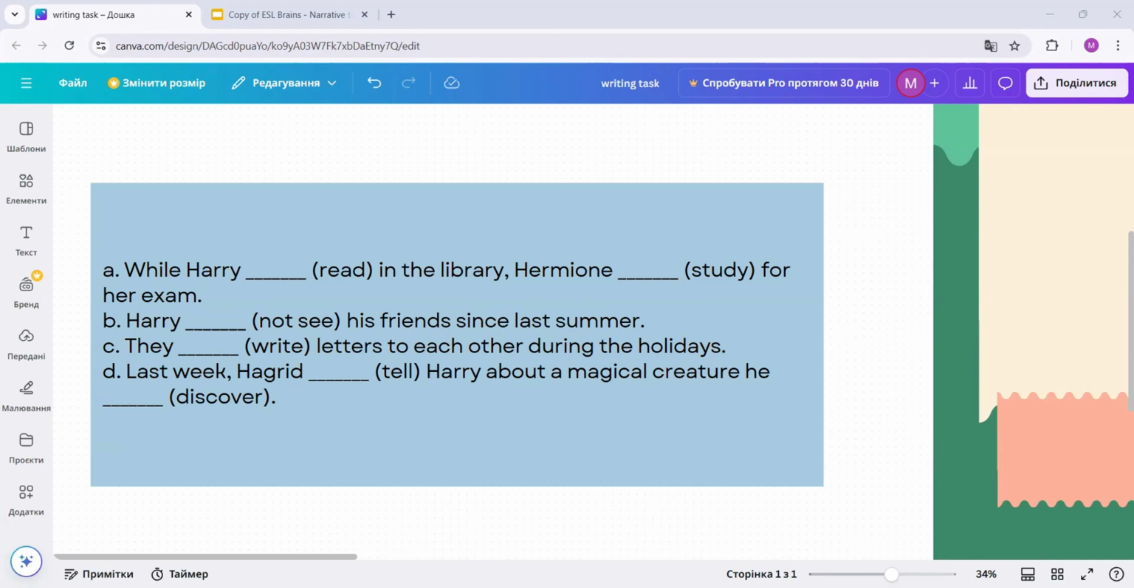Okay. And the last one: last week, Hagrid told Harry about magical creatures he discovered. It's also Hagrid was telling. Kind of.